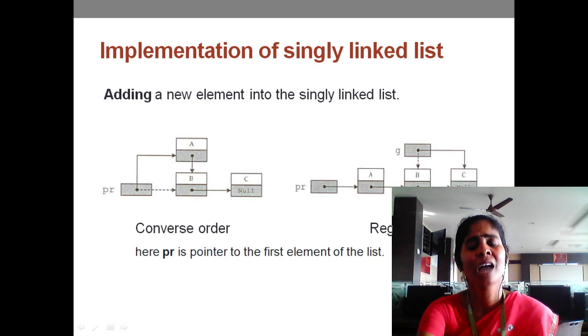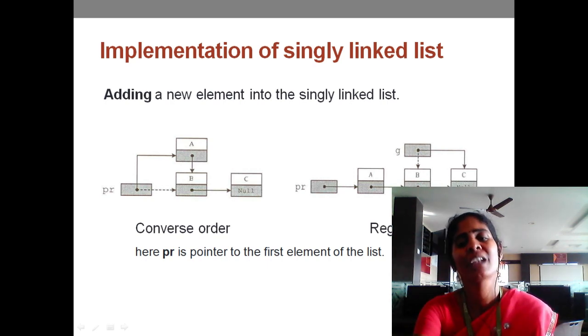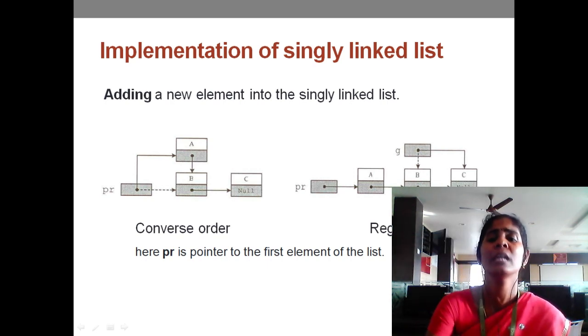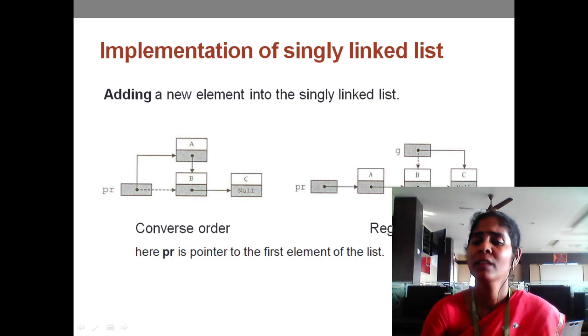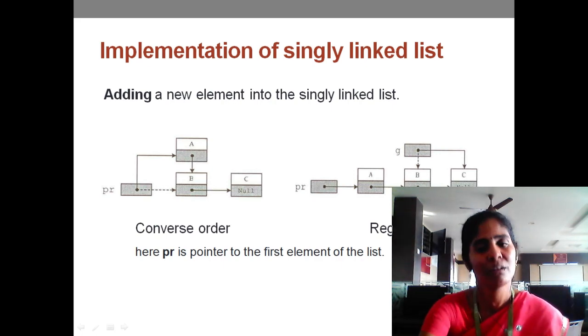The last element in the linked list, if it doesn't have any element to link with or point to, means we can store null in that field.